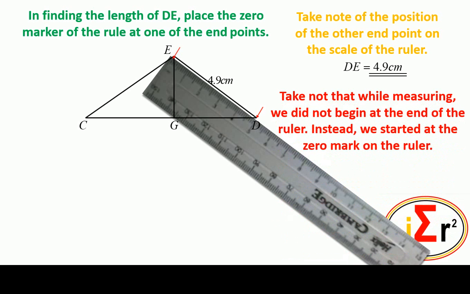Take note that while measuring, we did not begin at the end of the ruler. Instead, we started at the zero mark on the ruler. Notice that we are not at the end of the ruler, but we are at the zero mark on the ruler, and we are taking note of where, relative to the scale of the ruler, the other endpoint of ED is.